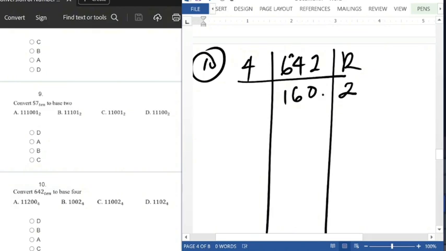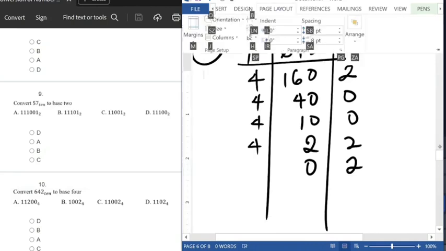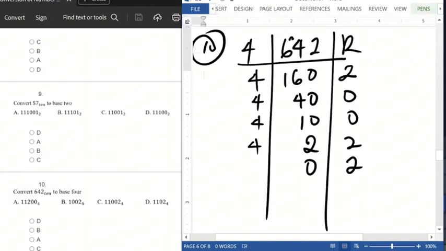I hope that is clear. Then 4 again can go. 4 in 16, that is 40. This is 40, remainder 0. 4 in 40, 10, remainder 0. 4 in 10 is 2, remainder 2. And then 4 in 2 is 0, remainder 2. So that means the answer here is 2, 2, 2, 2, 0, 0, 2 base 4. So that is option C.